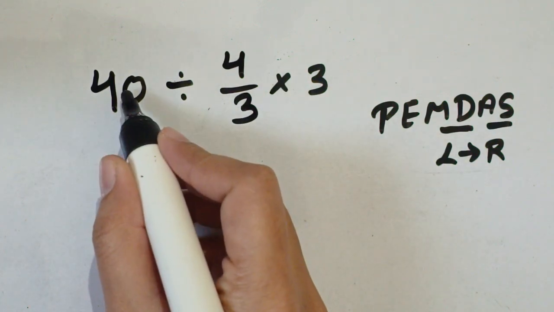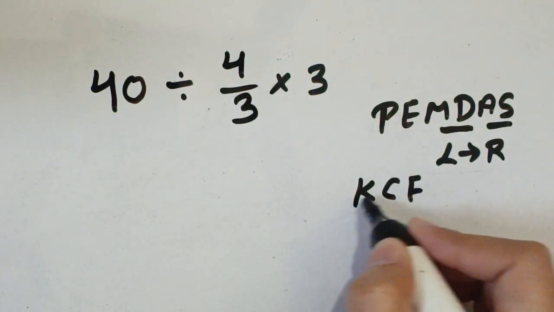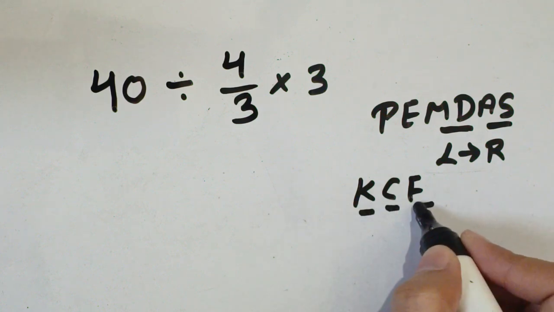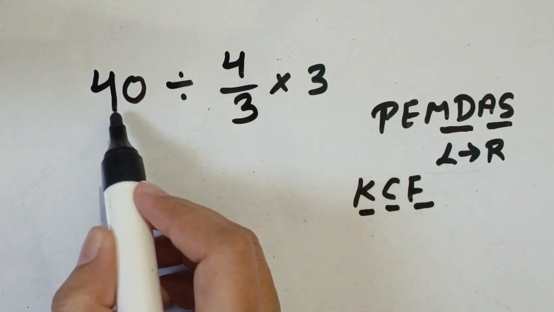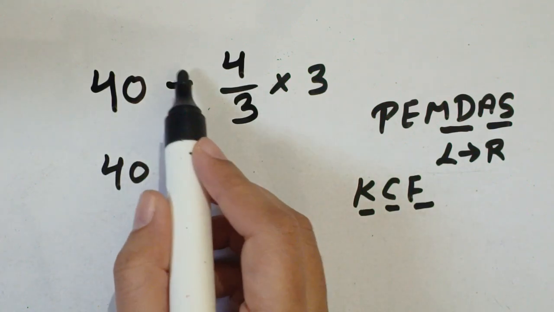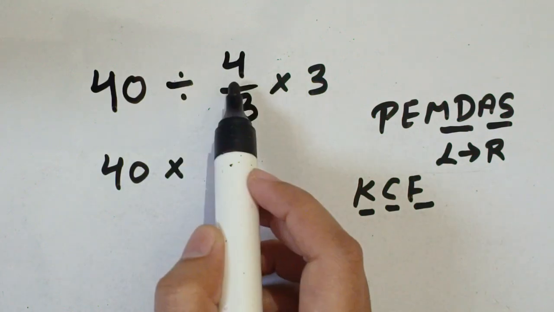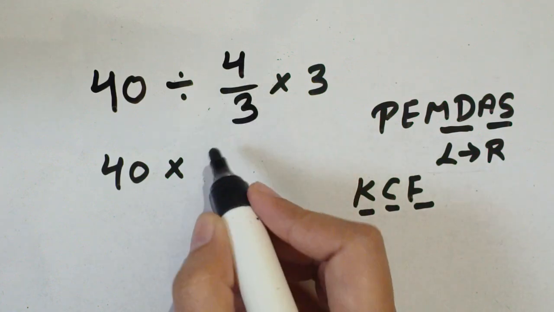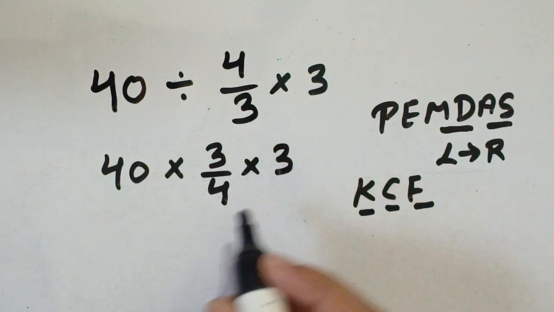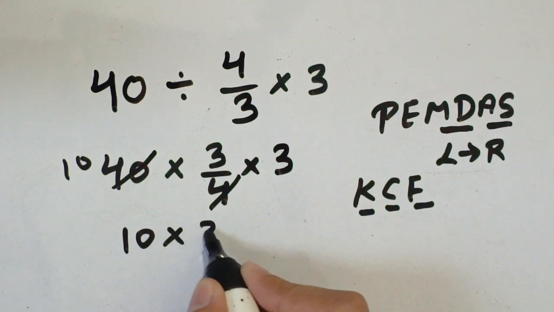So here 40 divided by 4 by 3. So the KCF rule. According to the KCF rule, K stands for keep, C for change, F for flip. Means in this you have to keep this fraction as it is, then change this division into multiplication, and this fraction you have to flip. Means 4 by 3 is there, so here 3 by 4 will come. Then times 3. So cancel this one. So 10 times 3 times 3.